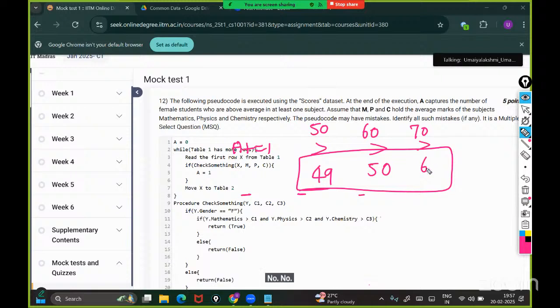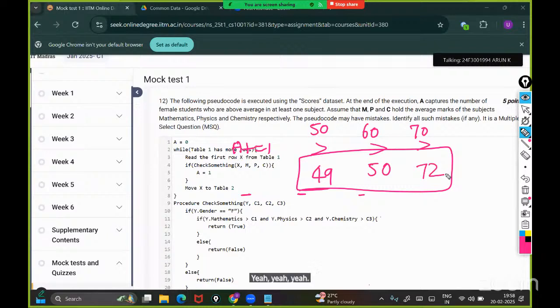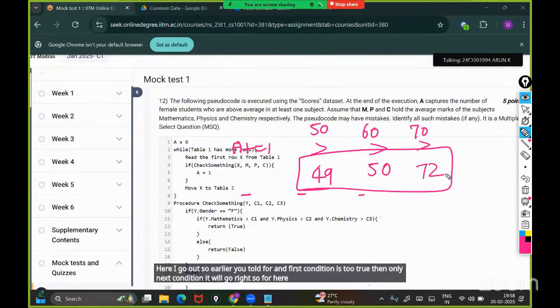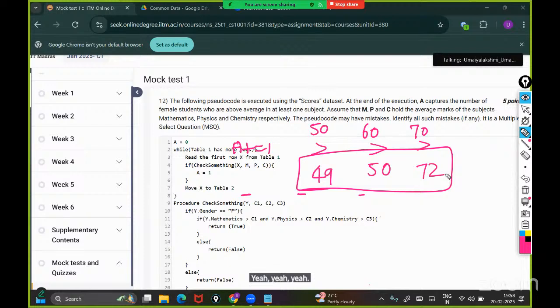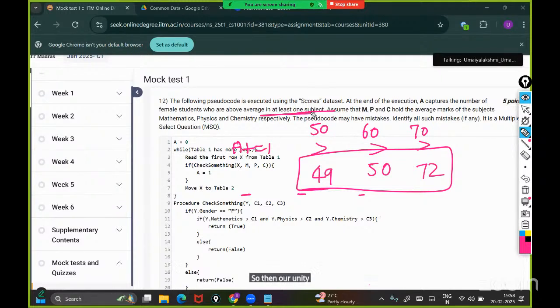Ma'am, here I have a doubt. Earlier you told for and, the first condition has to be true, then only the next condition it will go to, right? Yeah. So here it's all and. They have mentioned at least one, which means one condition has to be true, right? So then you need to use or, right? Yeah, or has to be used, and the symbol also needs to be changed.